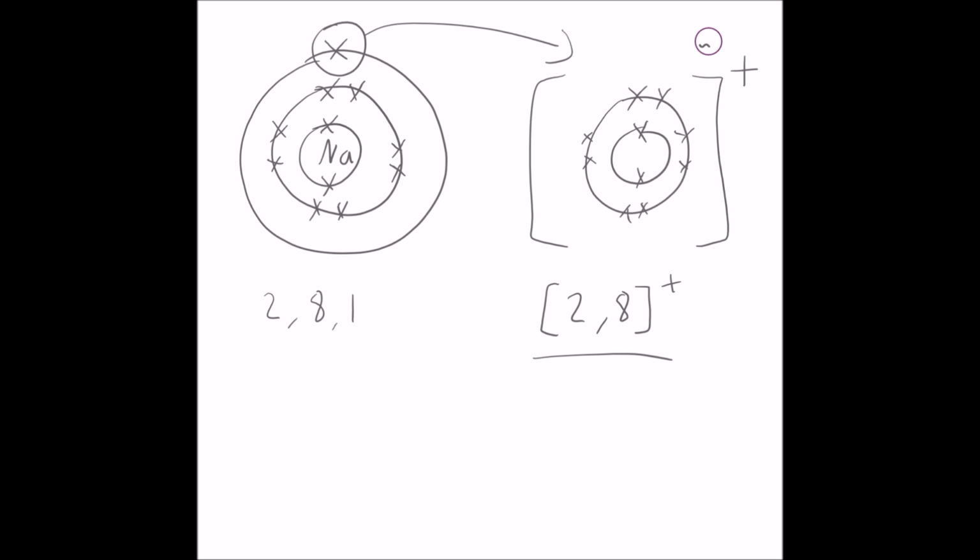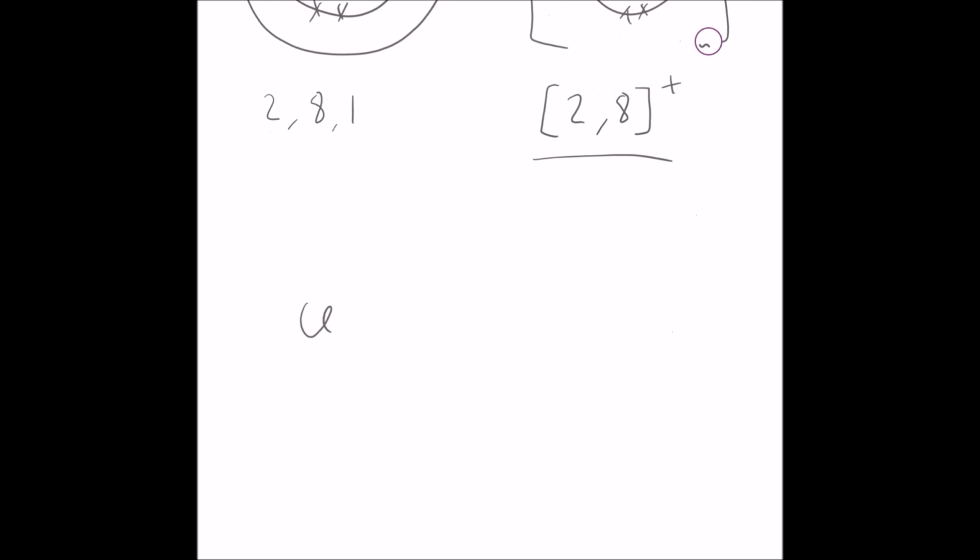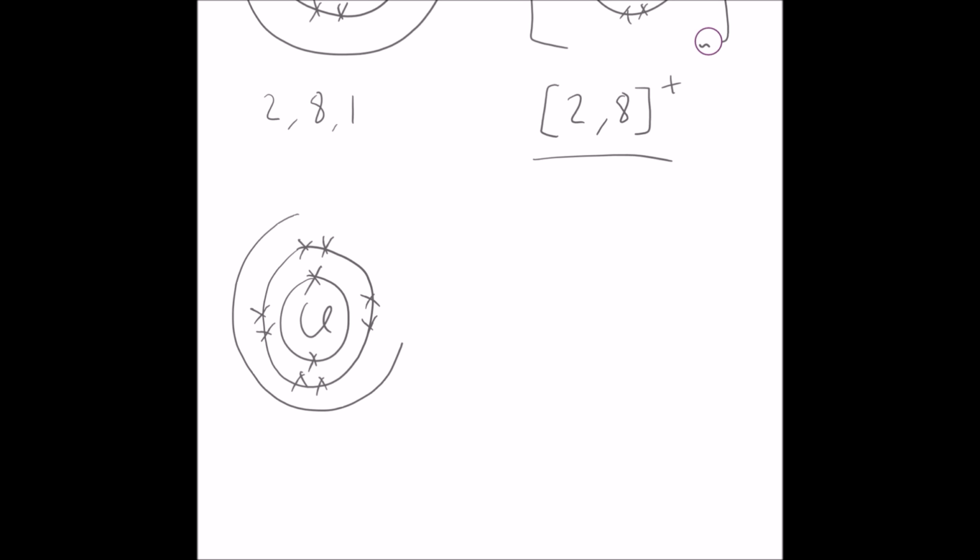Now we can do the same thing with chlorine. In the case of chlorine, chlorine is a group 7 element, so it'll have an outer shell of just 7. So 1, 2, 3, 4, 5, 6, and that's the 7th electron. So it needs to gain 1 electron in order to have a full outer shell. And when it does gain that electron, we can redraw it.